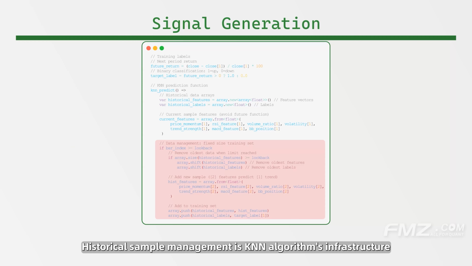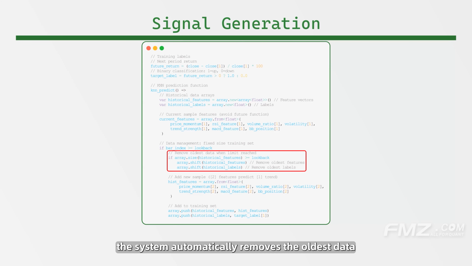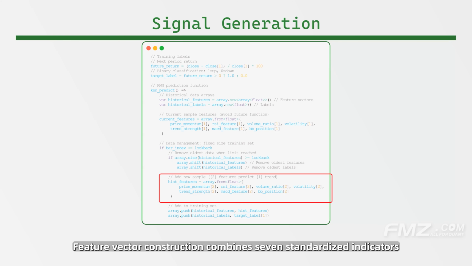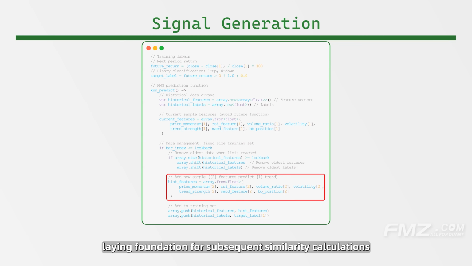Historical sample management is the KNN algorithm's infrastructure, using sliding windows to ensure the algorithm always learns based on the latest market patterns. When historical samples reach the set limit, the system automatically removes the oldest data. This dynamic update mechanism allows the algorithm to adapt to market structure changes. Feature vector construction combines 7 standardized indicators into a unified data structure, laying the foundation for subsequent similarity calculations.